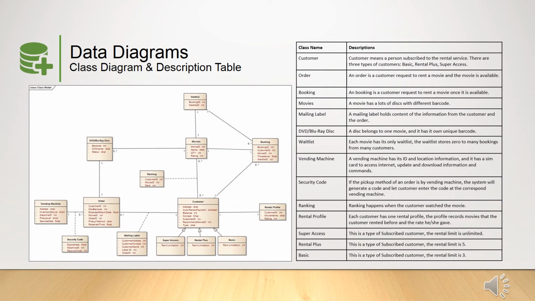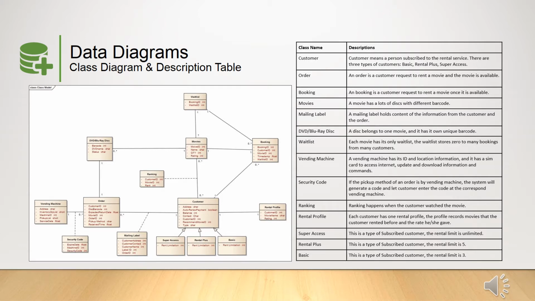This is Puyang Deng, and I will present the data diagram and the process diagram. In the data diagram part, we are going to provide a domain class diagram which includes the elements we add into the new system in order to solve the existing problem in the current system. Firstly, in order to diversify the subscription type of the current system, we divide the customer account into 3 types: Super Access, Rental Plus, and Basic, using a generalization relationship.